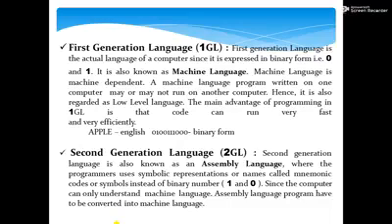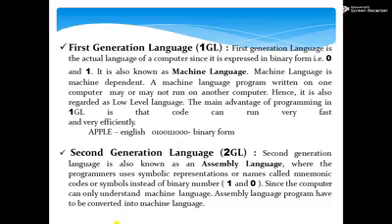Originally, no translator program was used to compile or interpret the first generation language. The main advantage of programming in first generation language is that code can run very fast and very efficiently, because the language used in first generation coding, which is machine language, is very close to the computer. So this is about first generation language.